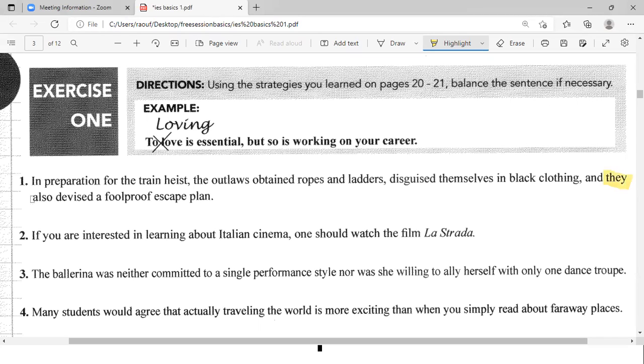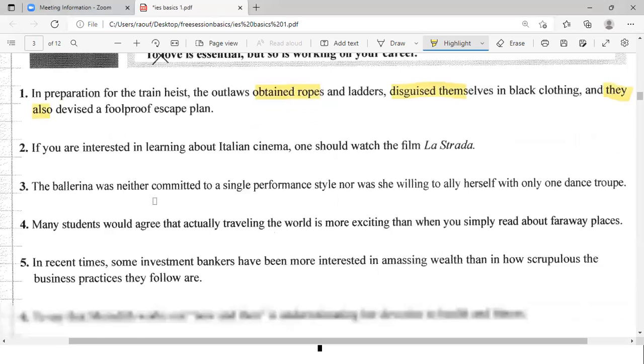These two words are not needed because we have outlaws obtained ropes, disguised themselves, and devised, right away without "they" and "also", so that we create the parallelism.